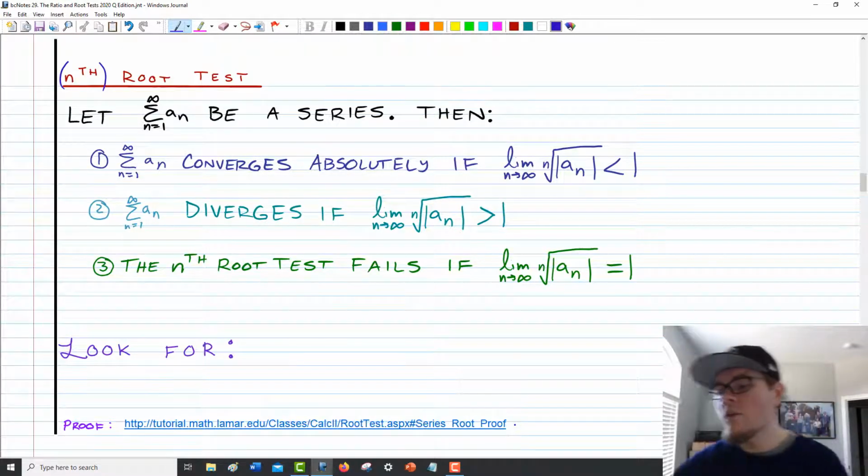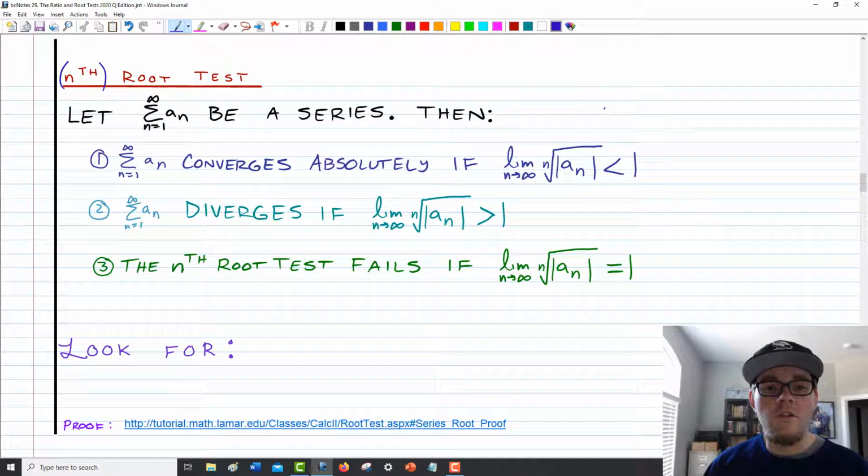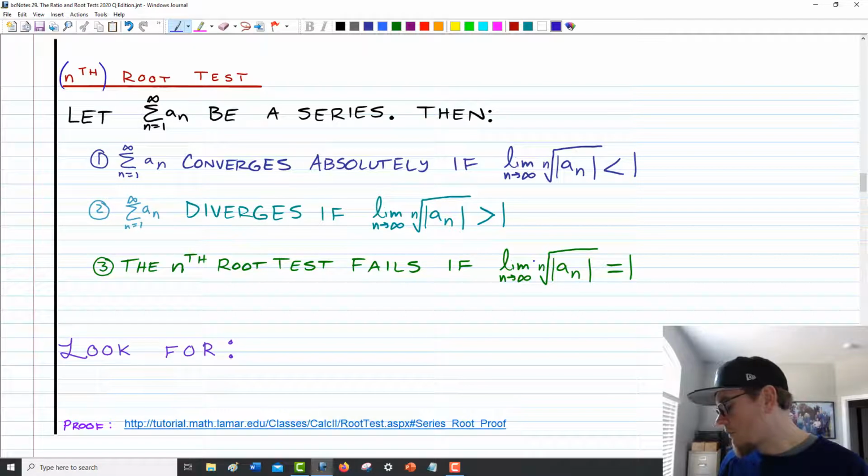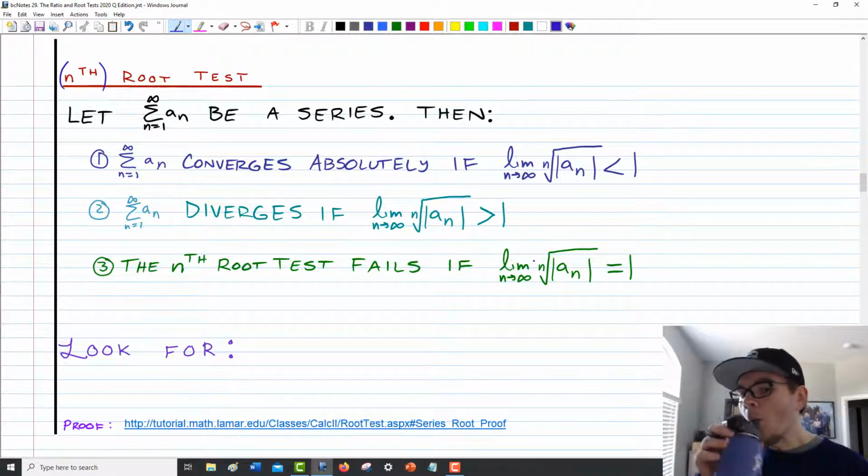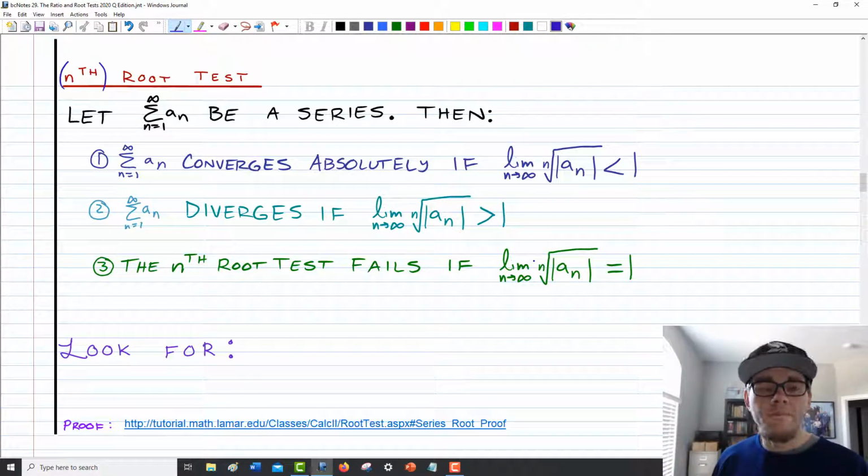Basically, in this case, we're focused on a particular structure once again. Here, it behaves just like the ratio test. If your limit is less than 1, you converge absolutely. If your limit is greater than 1, you diverge. And if you equal 1, as you'd probably expect, equaling 1 is inconclusive.